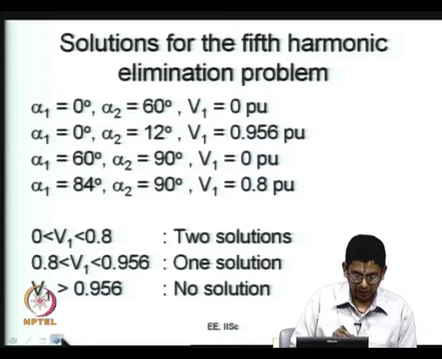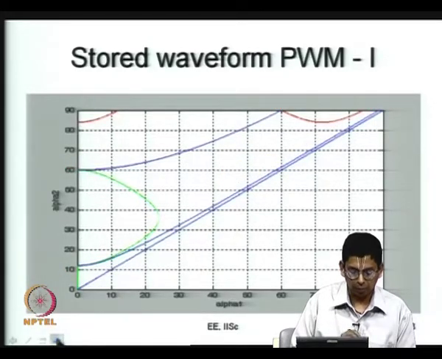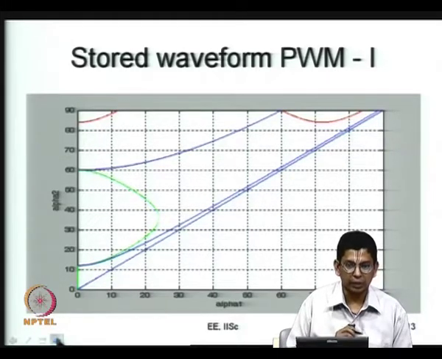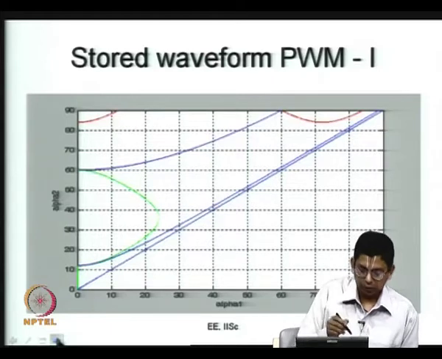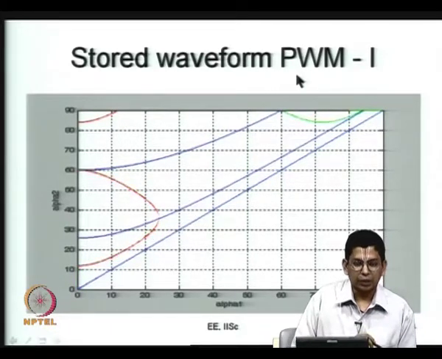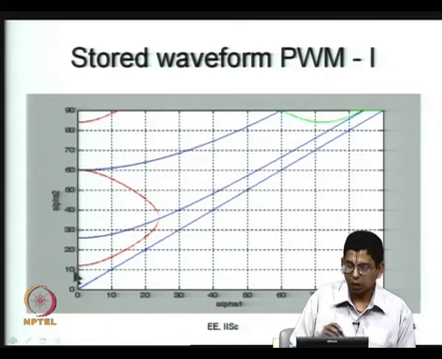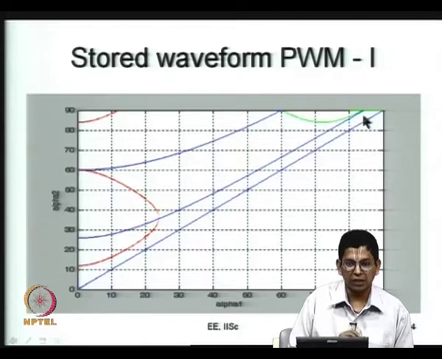Now, let us take the counterpart, the seventh harmonic elimination problem, and before that let us look at these two options, how you can look at them, how you really implement them. So, the stored waveform PWM comes from them. That is what you are trying to do, let me just explain now. So, there are two solutions here. Now, I am focusing on one of the solutions which I have marked in green here.